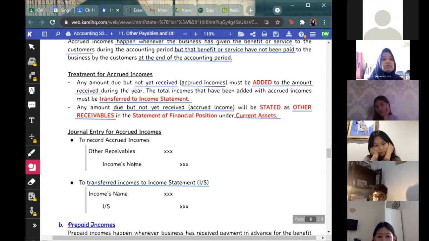Next, to transfer incomes to income statement, the debit side will be income's name and in the credit side will be IS. It's different from expenses. In expenses transferred to income statement, IS will be in the debit side. Meanwhile, for income, it's the opposite. IS will be in the credit side. Meanwhile, income's name will be in the debit side.